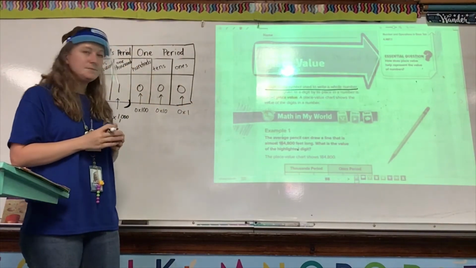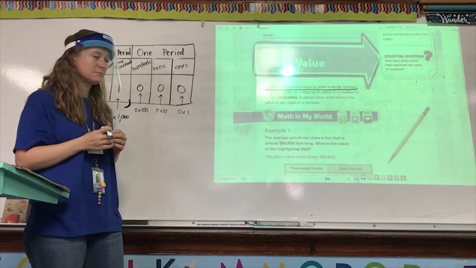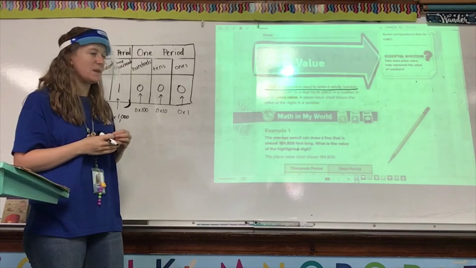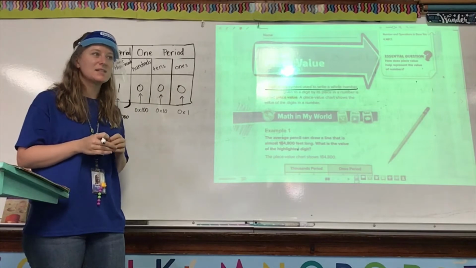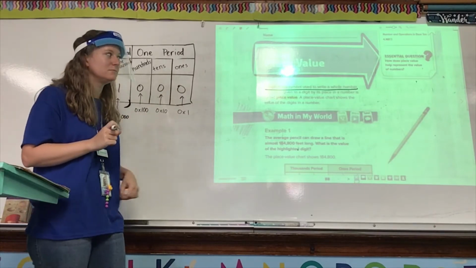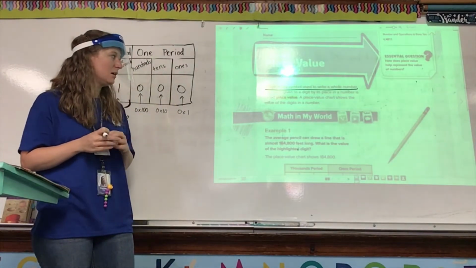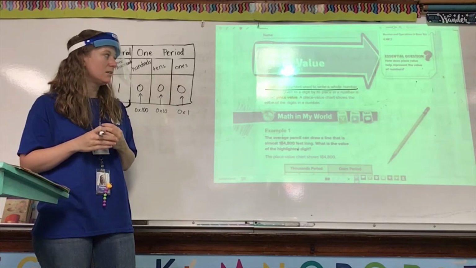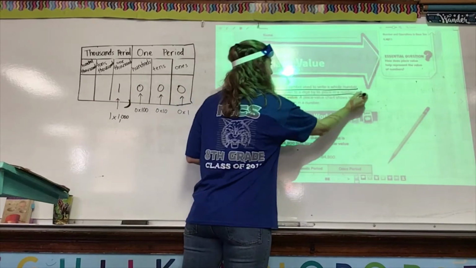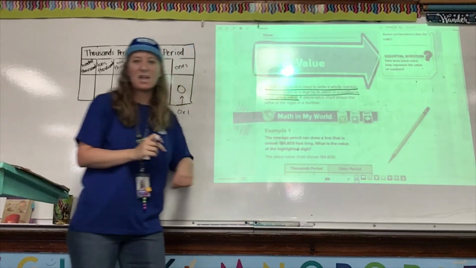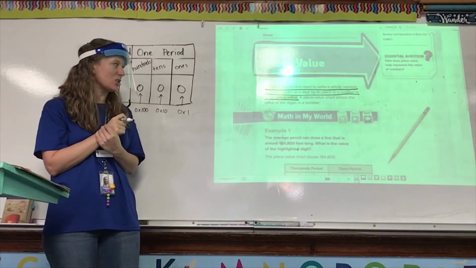Cullen, read the next sentence. The value given to a digit by its place in a number is called place value. Remember, when we read, we have to read the whole word, not just the first letter. That's something that you guys will get better at this year. Make sure you're reading loud, okay? Good. The value given to a digit by its place in a number is called place value. Please highlight or underline that sentence because that's our next definition.